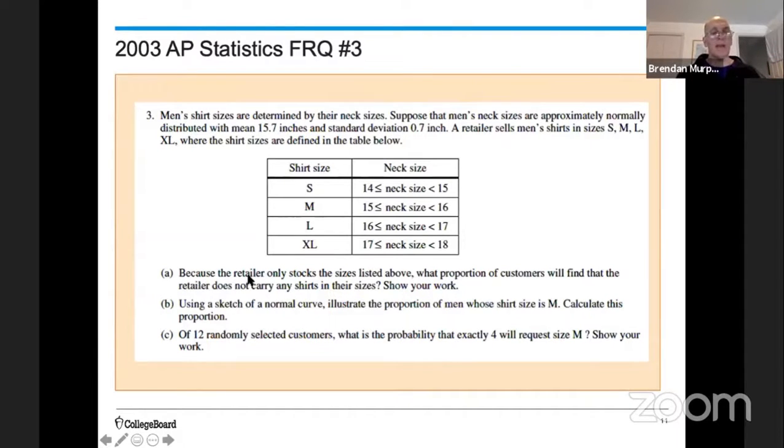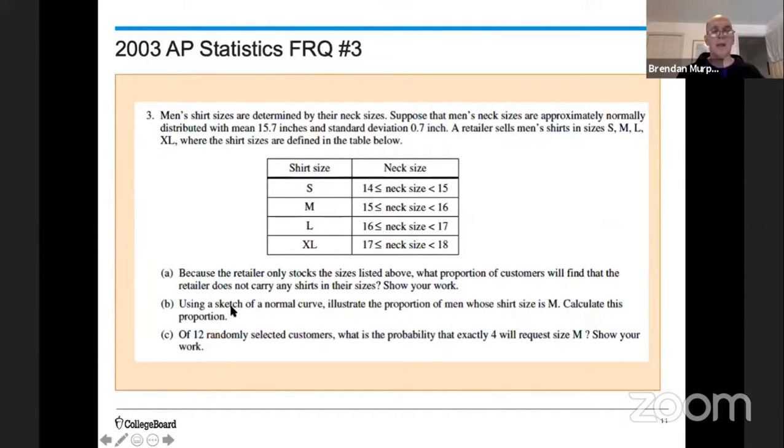Part A, because the retailer only stocks the sizes listed above, what proportion of customers will find that the retailer does not carry any shirts in their sizes? Yep, that could be me. So if I'm making shirts, I would love to sell them to 100% of the population. I would love to sell to every single person alive. Well, we know there's going to be some really tall people and some really short people, people with big necks and small necks. So the manufacturer probably can't sell to everyone, but they'd love that to be 99, 99 and a half, 99.8 or something percent of the population. They would love that number as close to 100% as possible. And so that's probably what we're going to see, a number that's pretty close to 100%. They would love to sell shirts to people like me. Whether that happens or not, who knows?